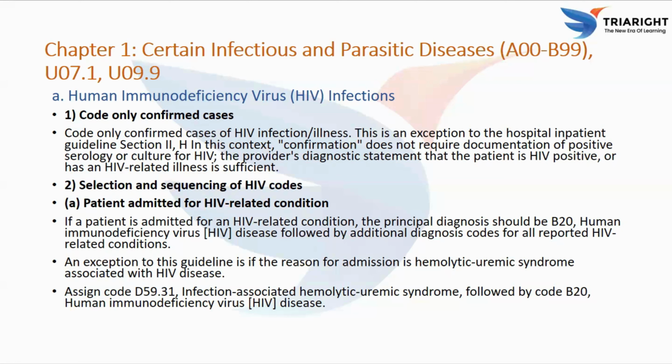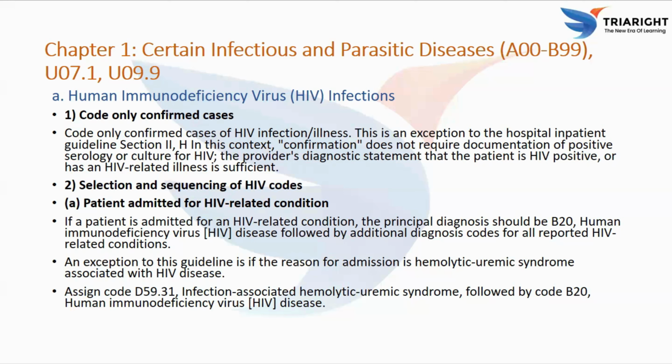So what does not count here? Rule out HIV, patient tested for HIV, or possible HIV. These are not coded as HIV. So what is the important point? ICD-10 uses the code Z21 for asymptomatic HIV infection. But this is used only when the provider states HIV positive or HIV infection and specifically says the patient has no symptoms or HIV related conditions. So you have to code only confirmed cases of HIV. Never code uncertain cases.